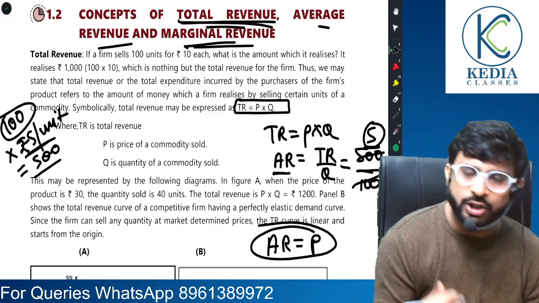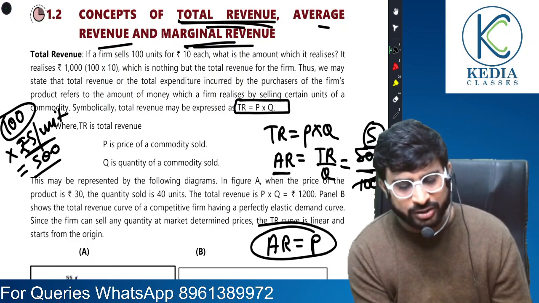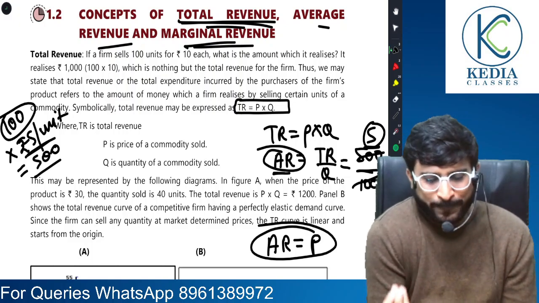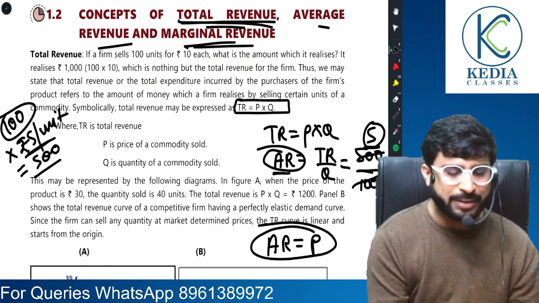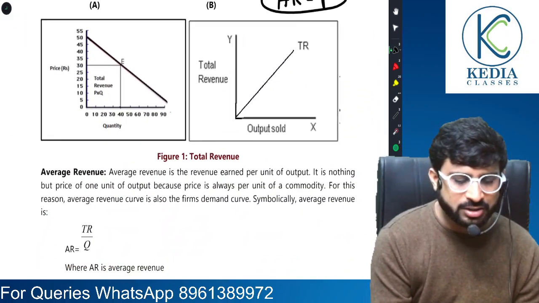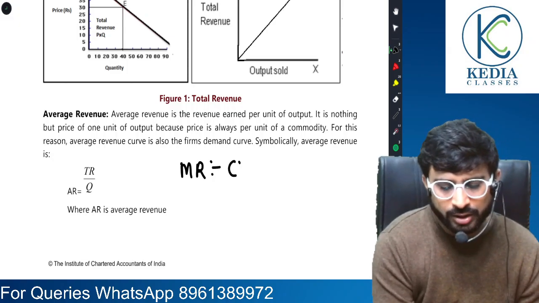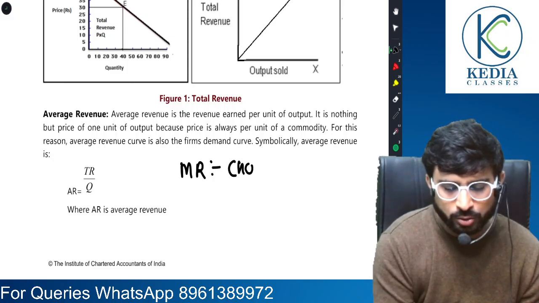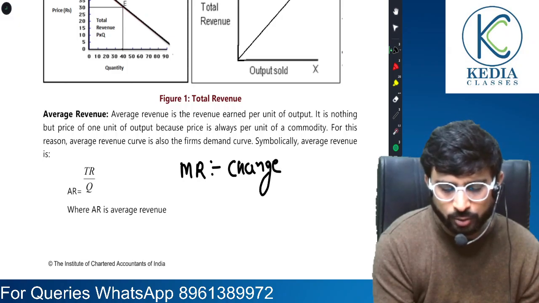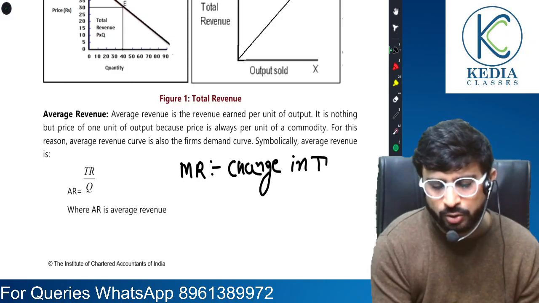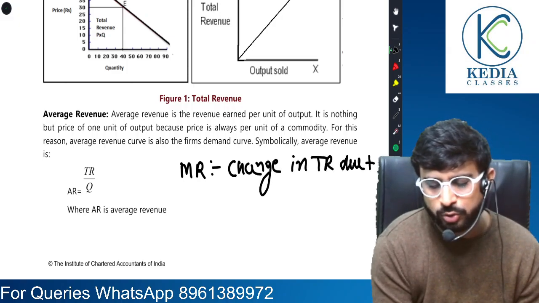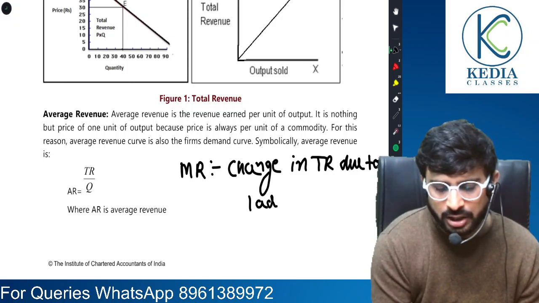And sir, what is marginal revenue? See, total revenue is the total sales value. Average revenue is the price, that is price per unit of a product. What is marginal revenue? Friends, marginal revenue is the change in total revenue due to one additional unit sold.